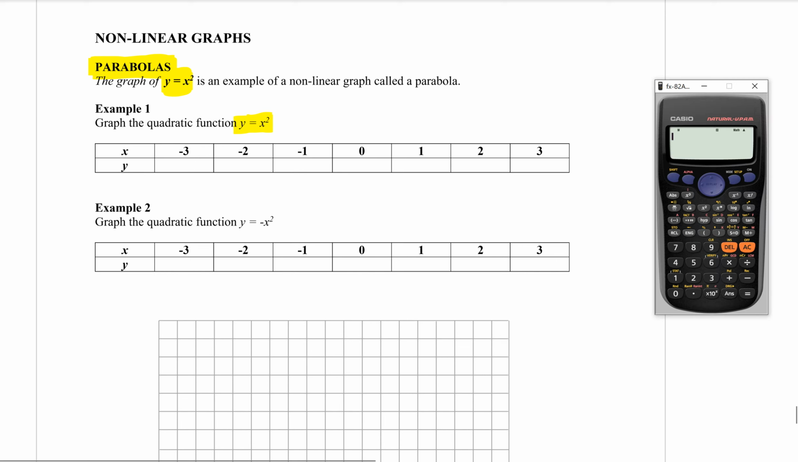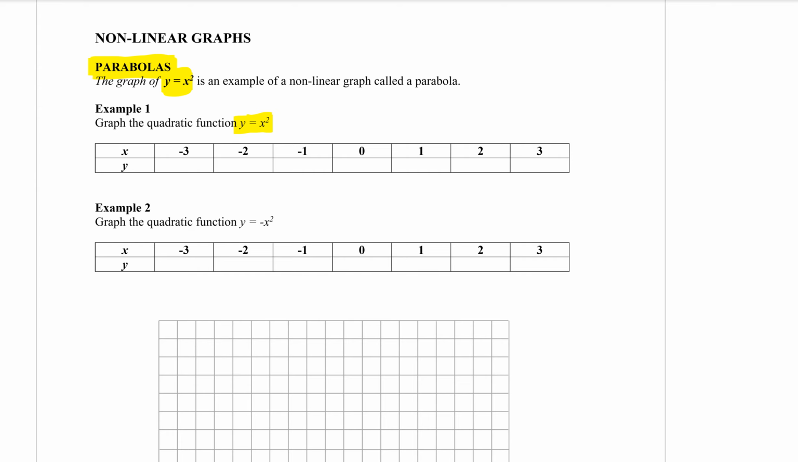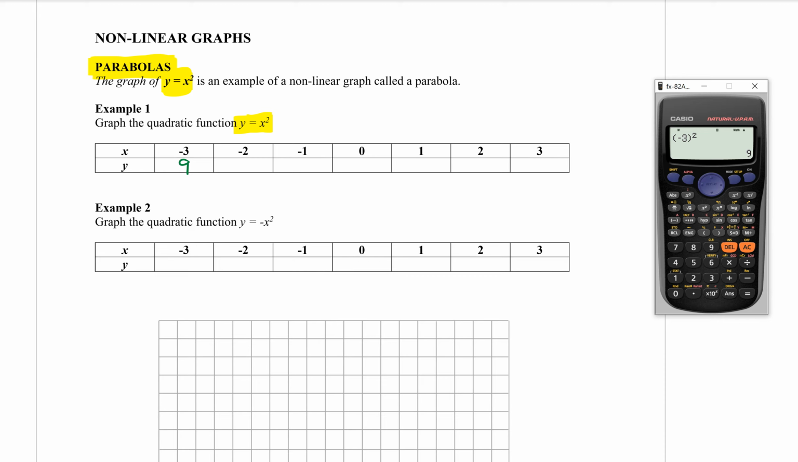So using our calculator, we want to put -3 into that equation. So that means whenever you're squaring something, it's a good idea to put it in brackets. So we're going to put -3 in brackets, and we're going to square that with our little squared button there. So -3 squared is equal to 9. Now, it is very important that you have those brackets, otherwise it won't square your minus sign.